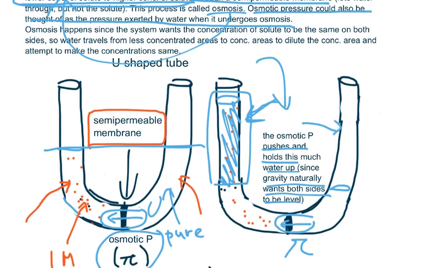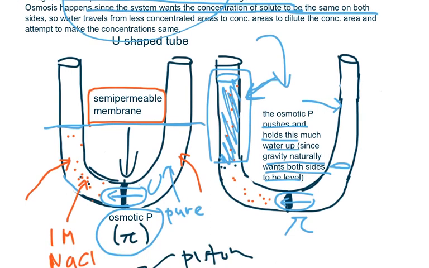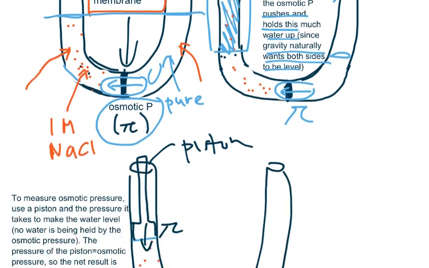Now, osmosis happens again because it wants to reach an equilibrium where the concentration of solutes on both sides is the same. So that's why water travels from a less concentrated area to dilute the more concentrated area and try to make both sides the same concentration of particles.